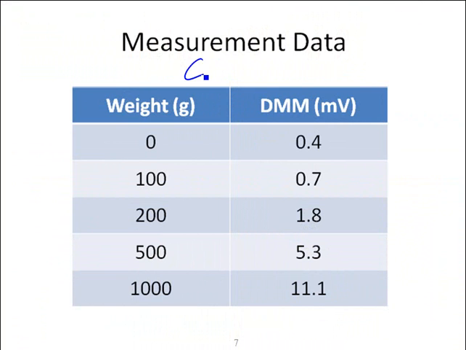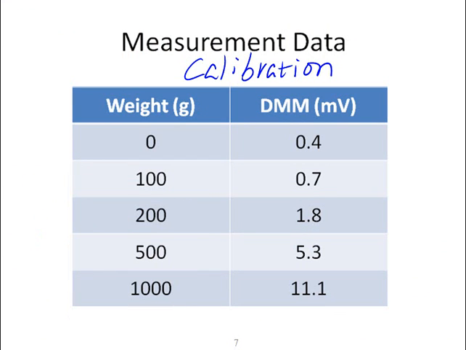From this table, we could generate a rough calibration curve. You may make your own calibration curve more accurate by including more data points. In the future, when you use the load cell to take the measurement, all you have to do is to take a DMM reading. Based on your own calibration curve, you may estimate how much the applied force is.